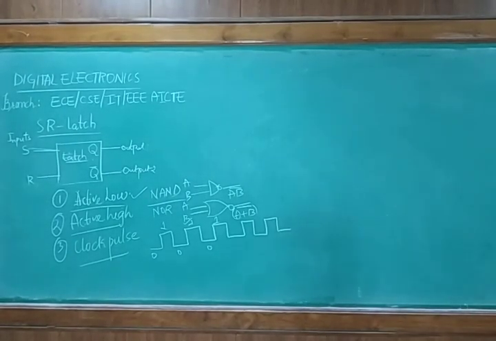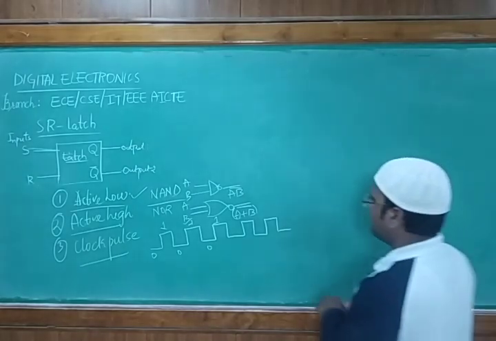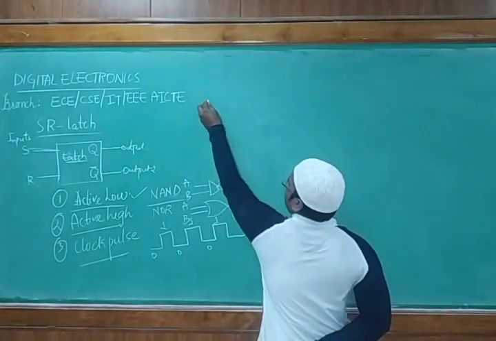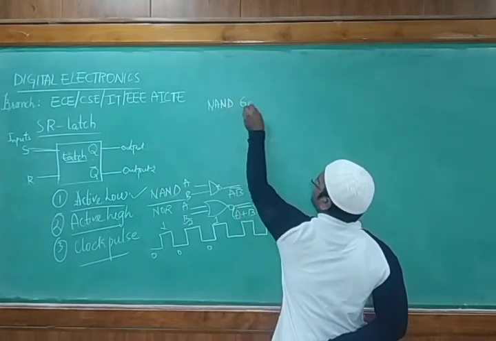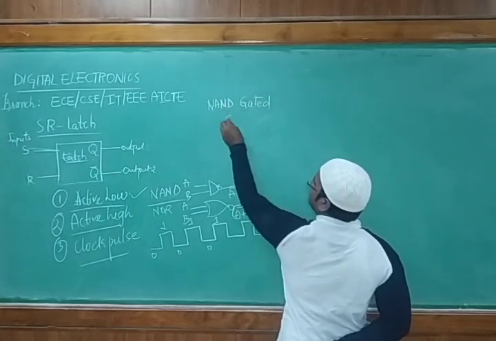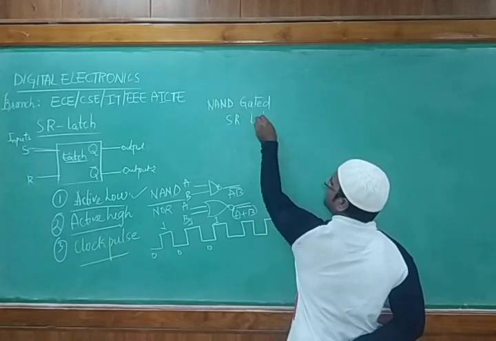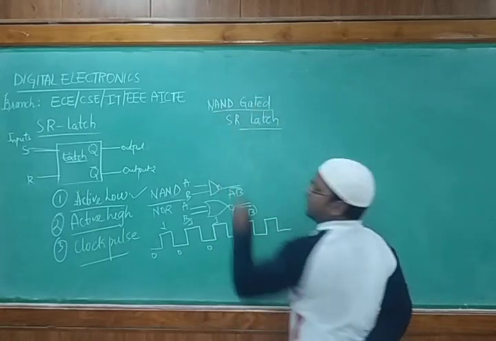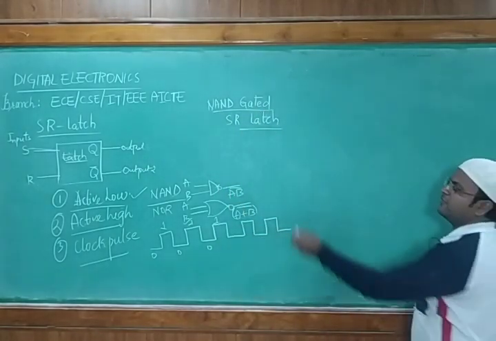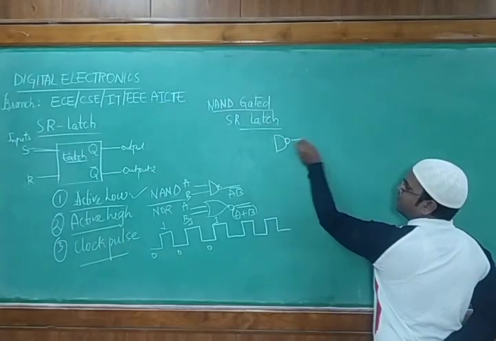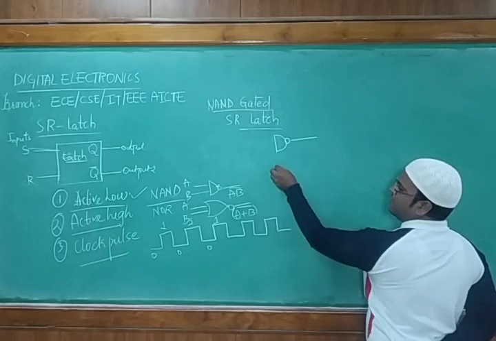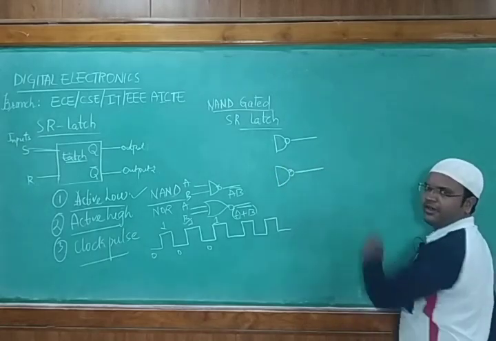So we are taking the first one, the active low approach. In that we are taking first the NAND gate. So we are taking the NAND gated SR latch. By using the NAND gated SR latch, how do we design? First you see the structure of it by using the NAND gate. So this is your one NAND gate. We have one more NAND gate. One NAND gate is for S, right?